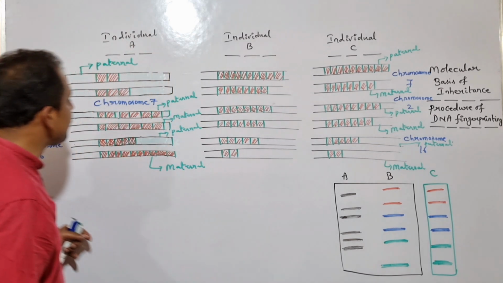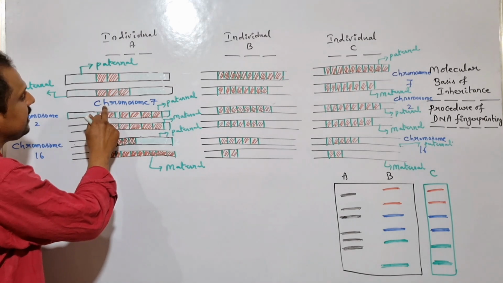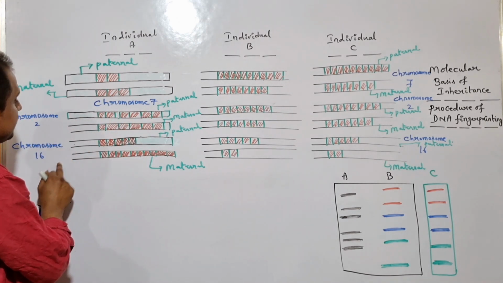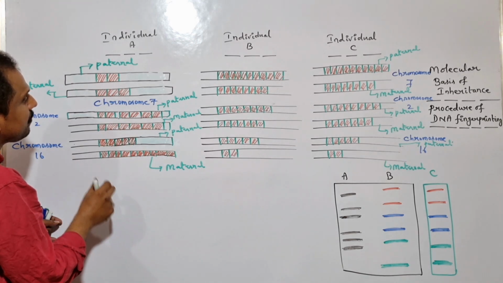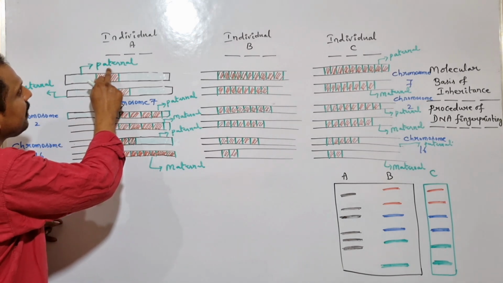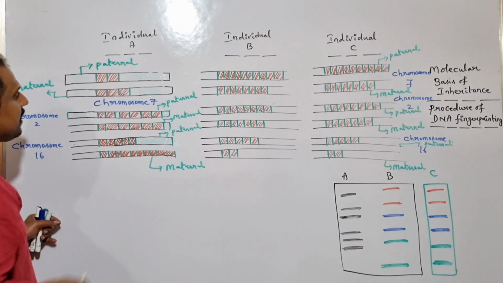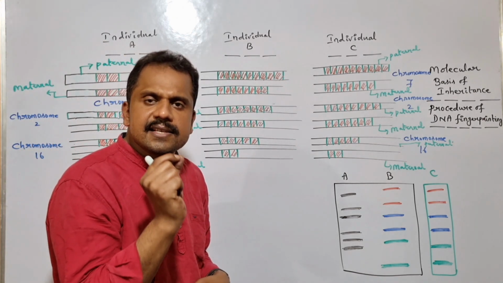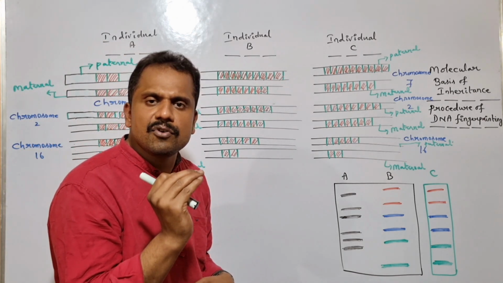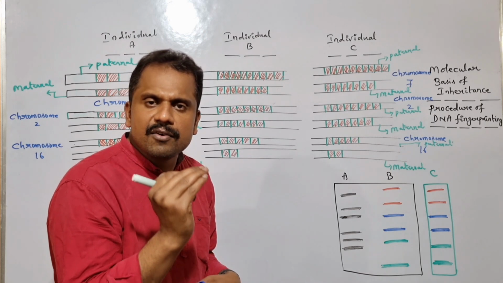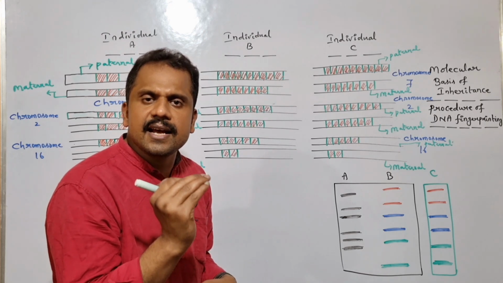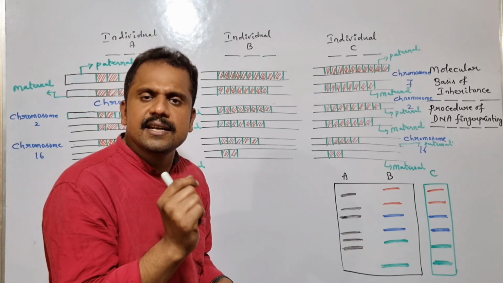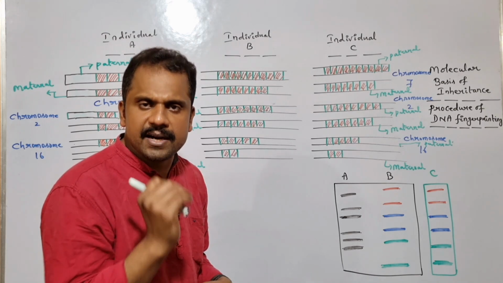Initially they have considered 3 chromosomes, and these may include chromosome 7, chromosome 2 and chromosome 16. In all 3 chromosomes, they have considered both the paternal and the maternal chromosomes, because as we all know, in humans all the cells are diploid in nature. That means the chromosomal content is 2n. One chromosome arrives from the father and the other from the mother. That is why they have considered both the paternal and the maternal chromosomes.